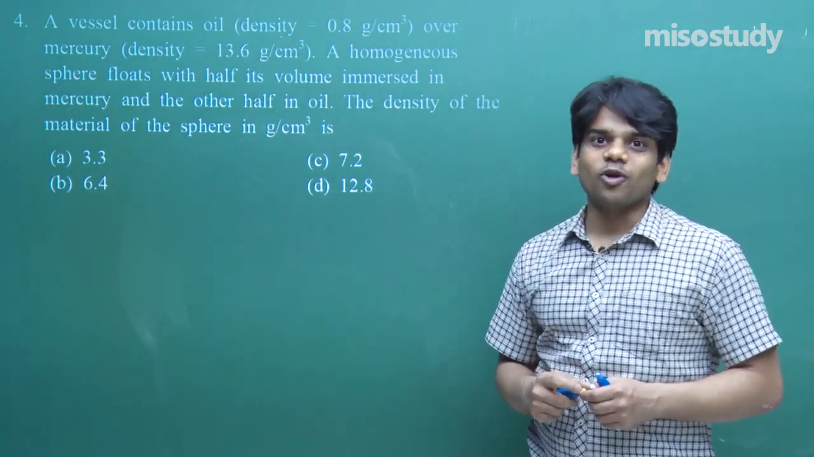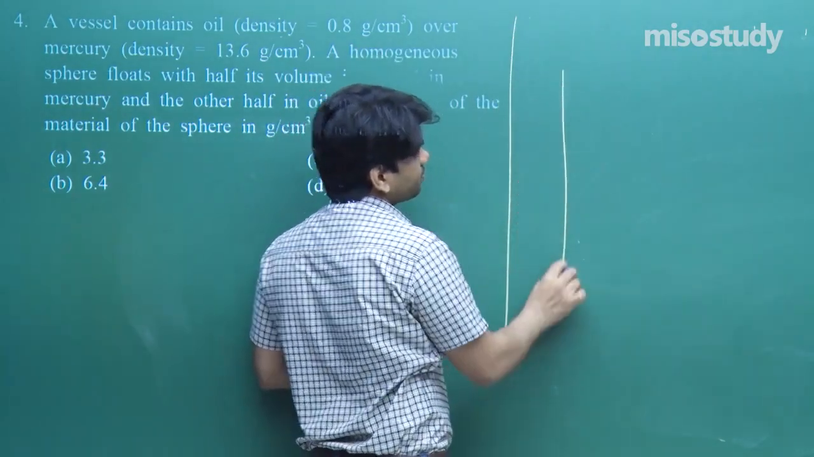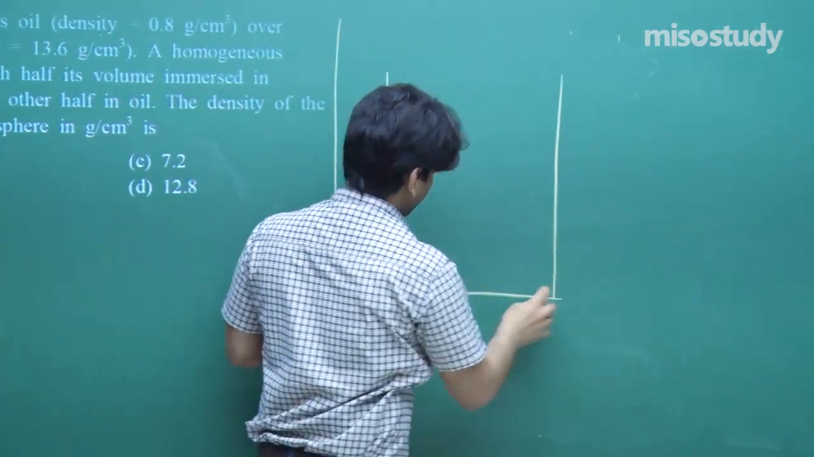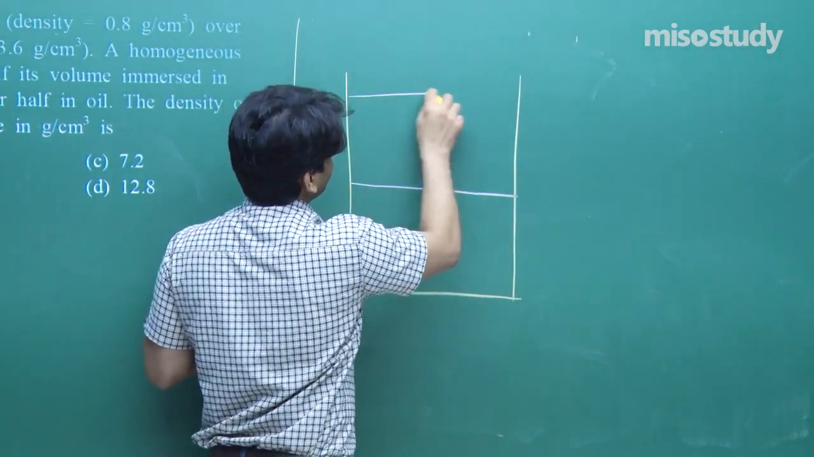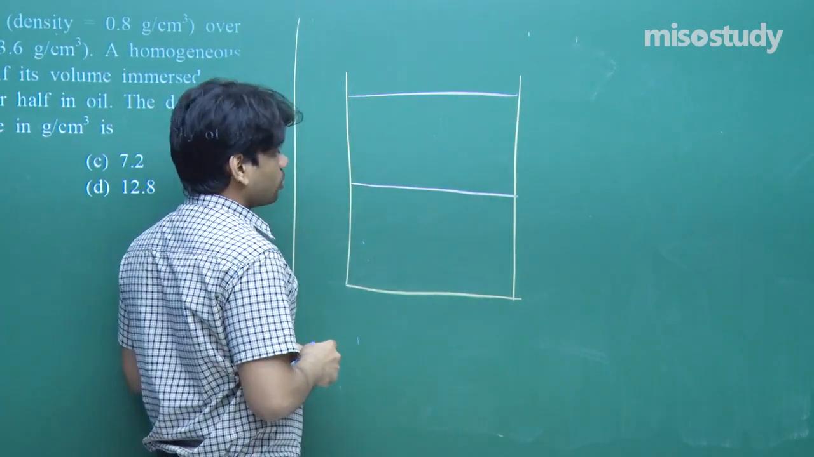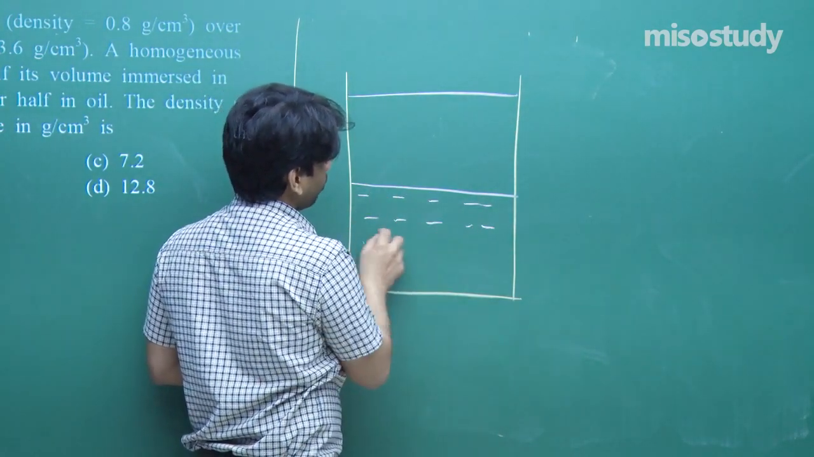Let me show you the scenario, what's happening. We have two immiscible liquids which are contained in a container. So I am showing you two liquids, one is mercury, one is oil. Mercury will normally be in the bottom part, its density is quite high.